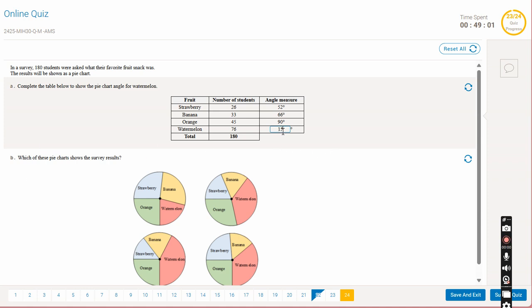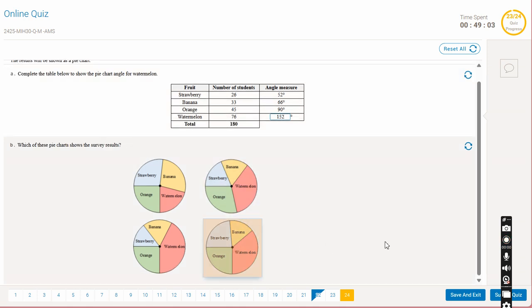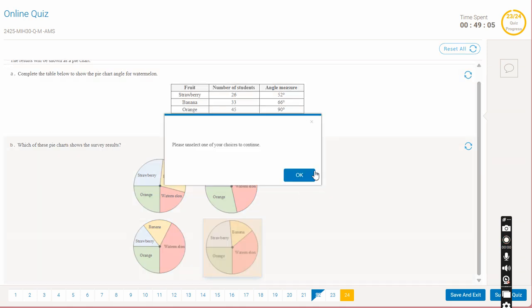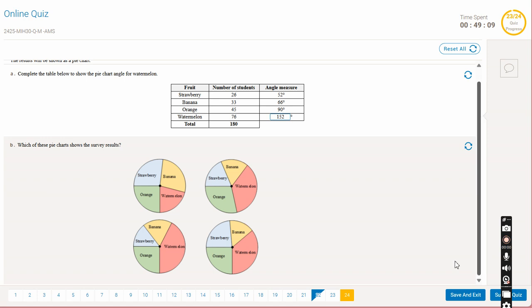And remember, the largest one in here is your watermelon. So you're just going to choose that one. Remember, sorry, the ones with the watermelon. The largest is this one. Sorry, my bad.